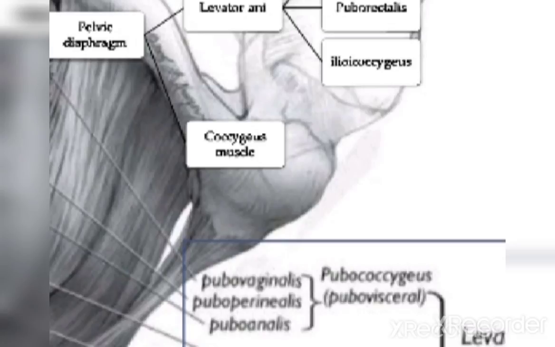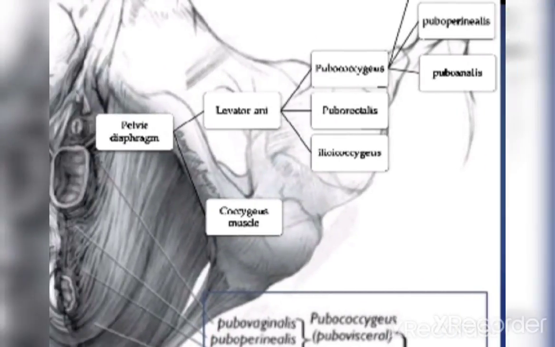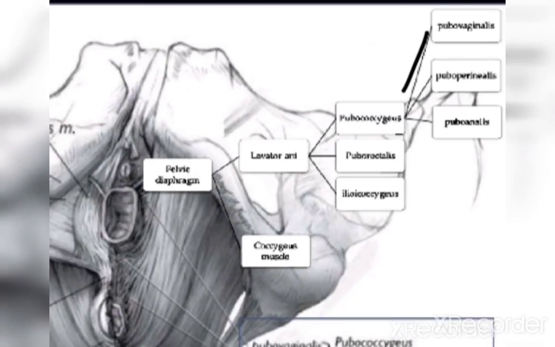Okay, so these are the muscles of the levator ani muscle. Now next, as you can see here, the pubovaginalis, puboperinealis and puboanalis. To the vagina, pubovaginalis; to the anus, puboanalis; and to the perineal body, puboperinealis. So these are the levator ani muscles.